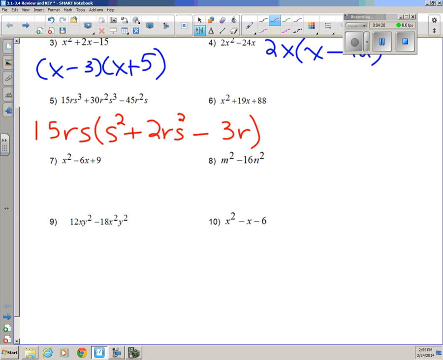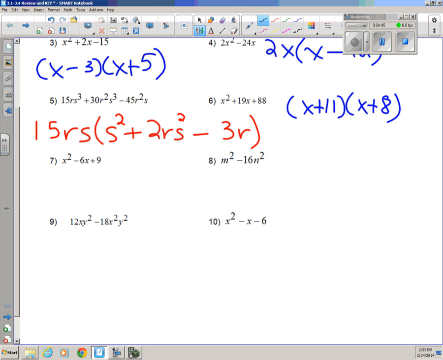Number 6, there is no GCF, so I'm looking for an IAM. It's got 3 terms. What's going to multiply to 88 but add to 19, and that's going to be 11 and 8. So this becomes x plus 11, x plus 8.